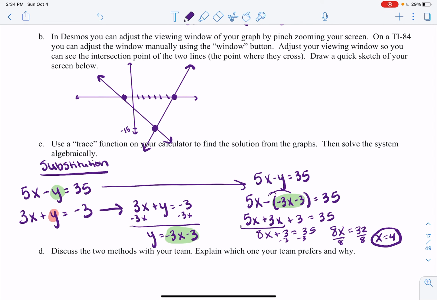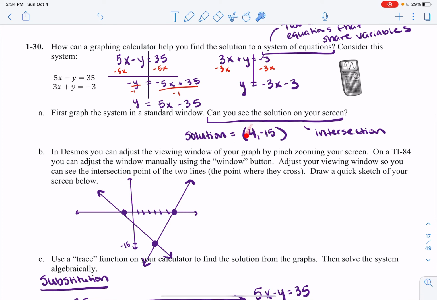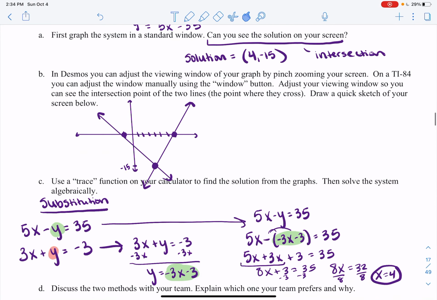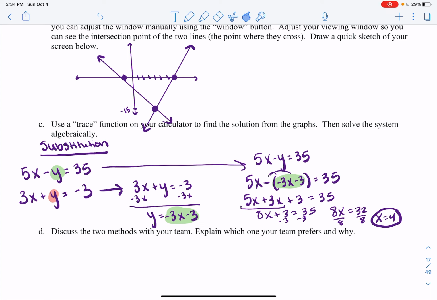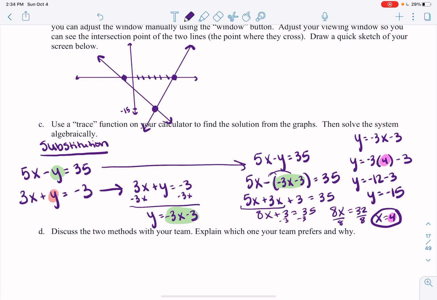Awesome. And isn't that what our answer was up here? Yes, it was. So now let's see if we can get negative 15 algebraically. So let's go ahead and plug in that 4 back into y equals negative 3x minus 3. So I'm going to plug that in, y equals negative 3 times 4 minus 3. So I took this 4, plugged it in here, and that came from over here. Now y is equal to negative 12 minus 3, which is negative 15. We did it, solving algebraically.